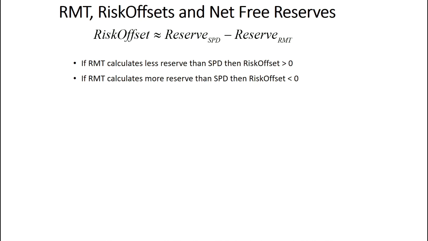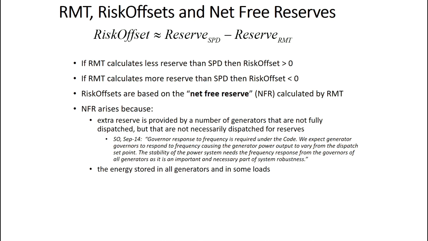Now, generally risk offsets are greater than zero, and this is because of net free reserve, NFR, calculated by the RMT model. Now, NFR arises for a couple of reasons. One is that all of the large generators connected to the grid control their output based on frequency. The control systems are known as governors. So if a generator is dispatched for reserves, that's fine, its governor will respond to low frequency. But even if it's not dispatched for reserves, then the governor will still respond to frequency. Hence, there's some free reserve available. And the other factor is that inertia that we've already covered.